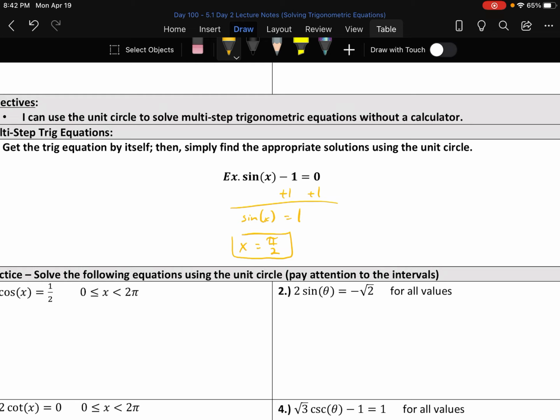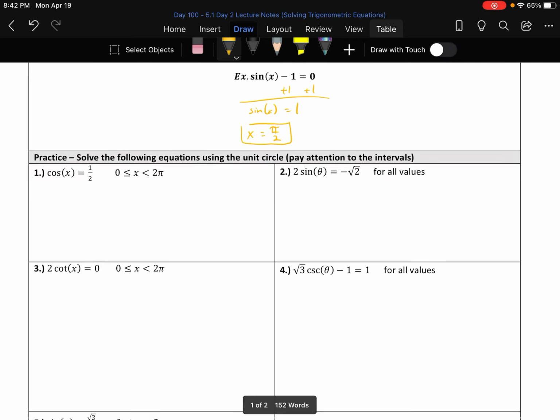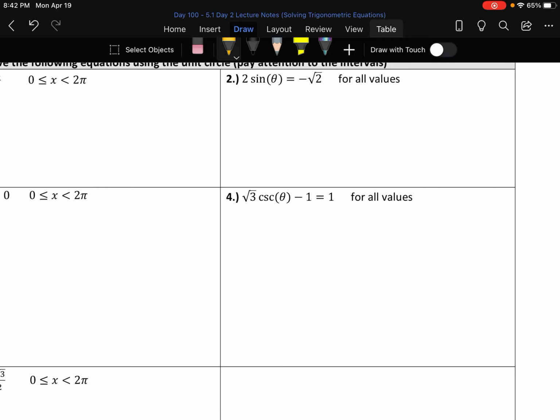You just have to get the trig term by itself by adding, subtracting, multiplying, dividing, whatever you need to do in order to get it by itself. So let's look at one more example here before the rest you can try on your own. Let's look at number 4. We have square root of 3 times cosecant of theta, that's our variable this time, minus 1 equals 1. Let's get rid of that minus 1 first. So we add 1 to both sides, and we end up with square root of 3 times cosecant of theta is equal to 2.